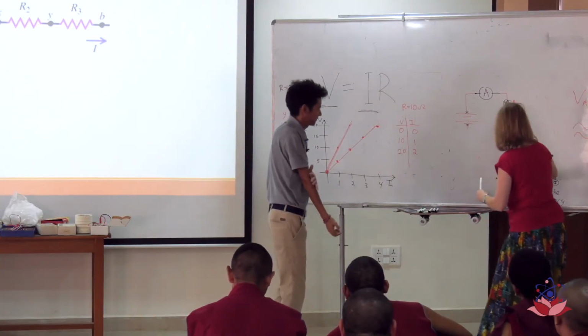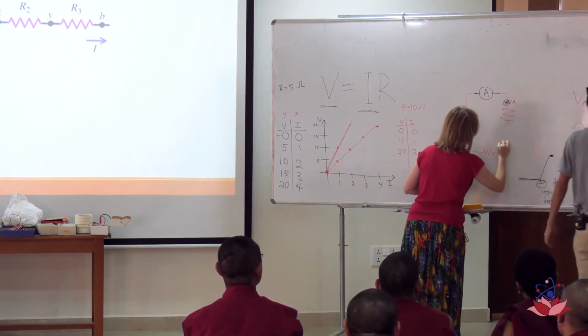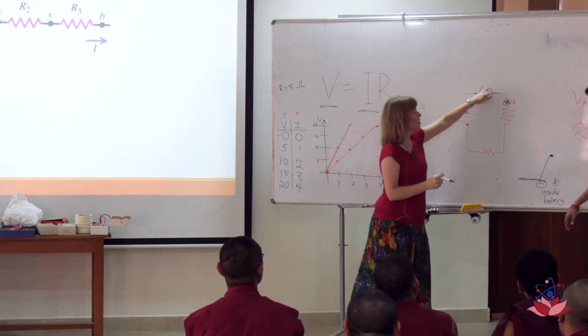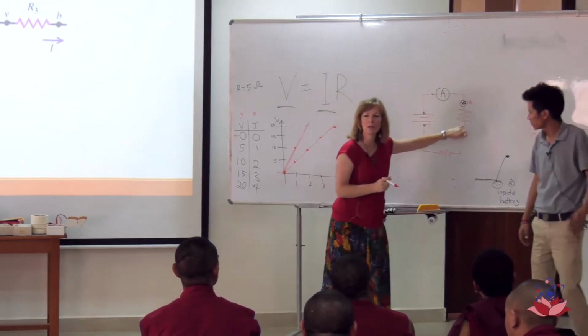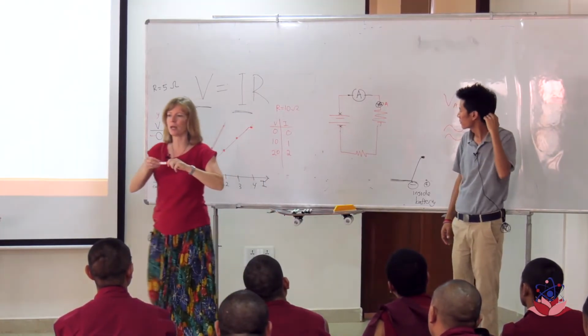So if we have multiple light bulbs, every charge that leaves the battery has to go through both light bulbs before it gets back to the battery again.